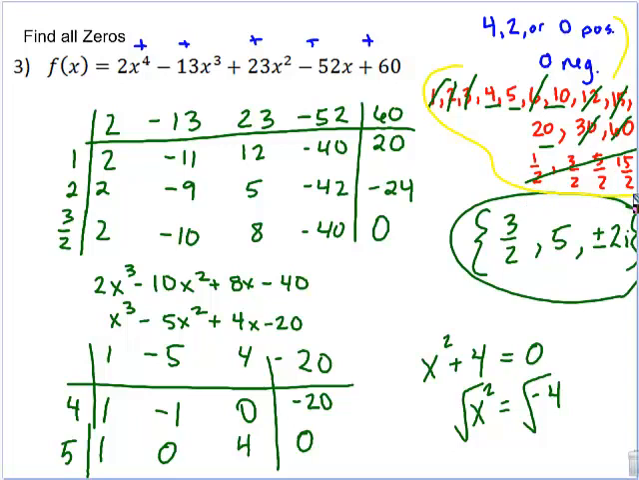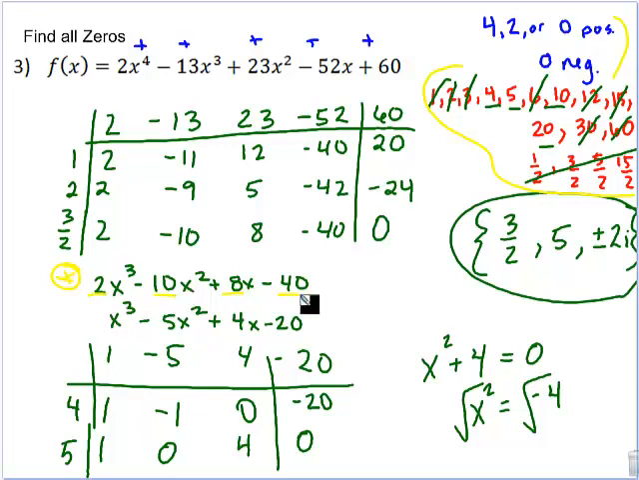We went through and we started with positive 1. We got a remainder of 20. We did positive 2. We got a remainder of negative 24. So we knew somewhere in between that 20 and that negative 24, we crossed the x-axis. So we picked our value that was in between 1 and 2 of our possible factors, and that was 3/2. Now we got the remainder of 0. So we wrote down our new polynomial, 2x cubed minus 10x squared plus 8x minus 40.